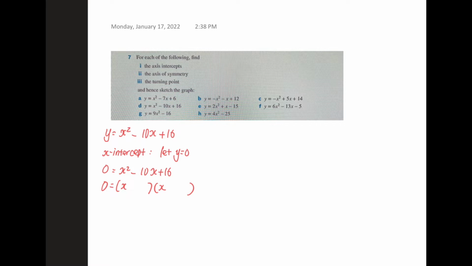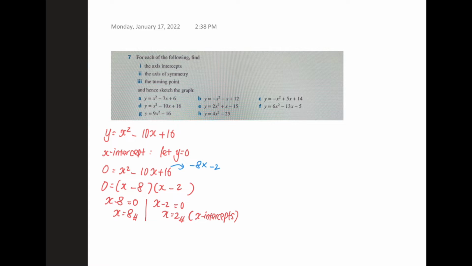So I think of negative 8 times negative 2, where when I multiply these I get positive 16, and when I add these two I get negative 10. So I will use negative 8 and negative 2. Then I let the first bracket equal to 0, and I get x equals 8. And then I let x minus 2 equal to 0, then I get x equals 2. These are the x-intercepts. We have two values.